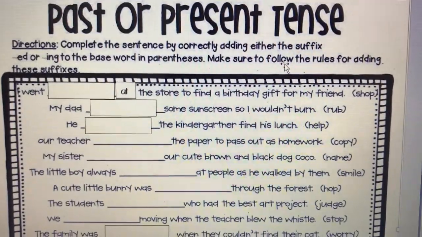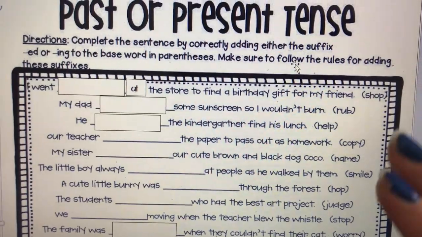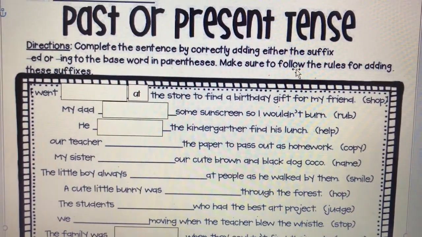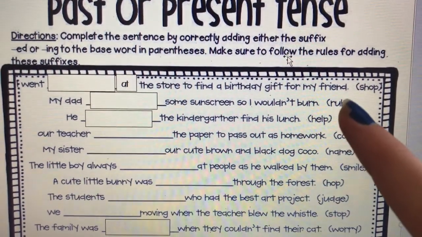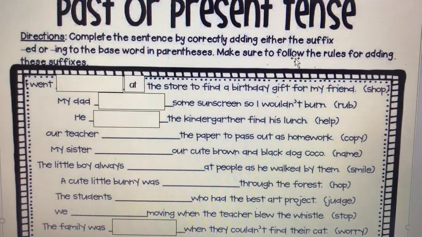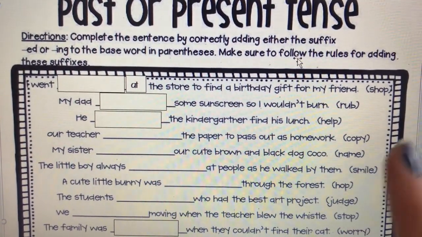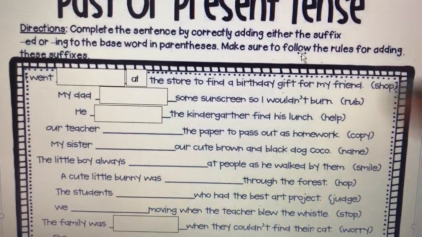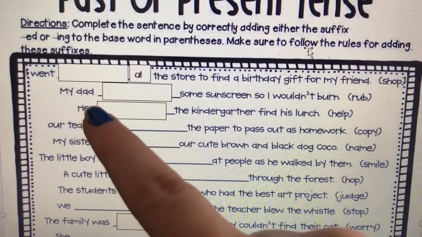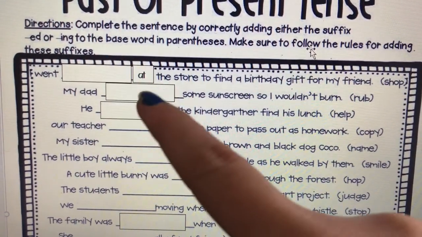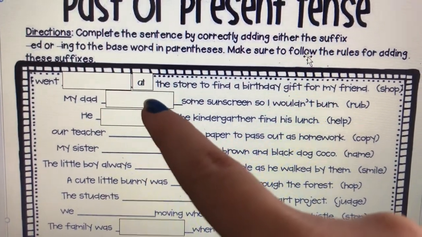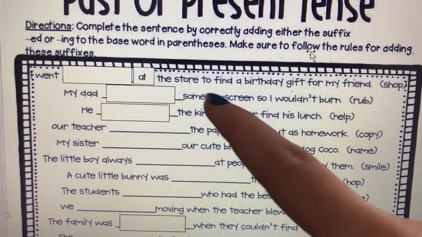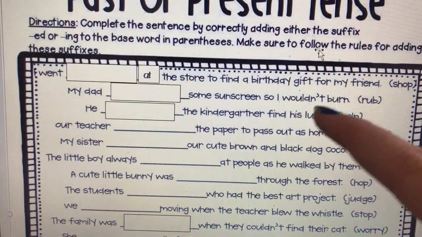Okay, so let's take a look at our worksheet. We're working on past or present tense still, and we're going to add ed or ing to our base words in parentheses at the end of our sentence. So I'm going to read a few sentences and we're going to decide together what we should do to our words. Our first sentence says, I went blank at the store to find a birthday gift for my friend.